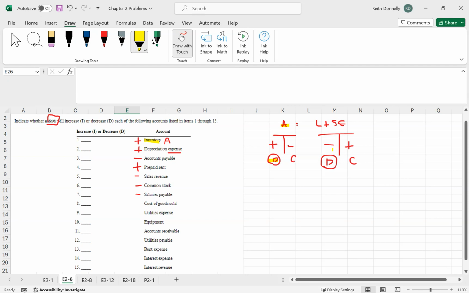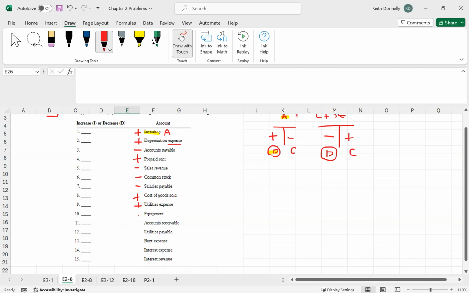Well, if credits increase revenues, then if you're talking about a debit, it's going to do the reverse. Okay, and that's why when you debit a revenue, it decreases the revenue. The reverse is true for expenses. Cost of goods sold here, well, in this case, that's an expense. So when you debit it, that's going to increase it. Same with utilities expense. Equipment, that's an asset. If you debit it, it increases.